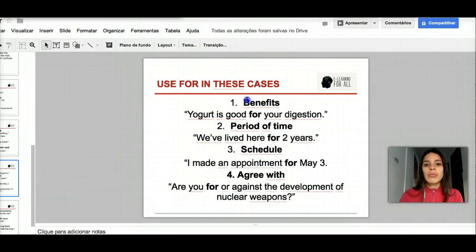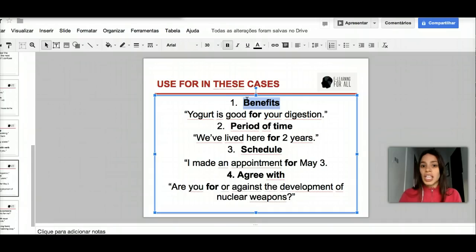Benefits. When we talk about benefits, benefits are the things that are good for us or are good for other people. Yes? Yogurt is good for your digestion. It means it brings benefits for your digestion. Okay? Got it? Perfect.